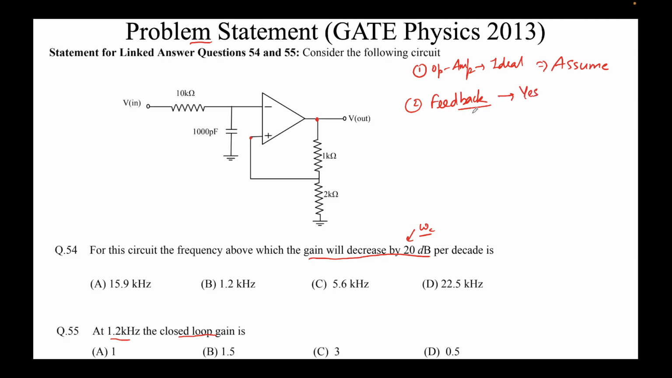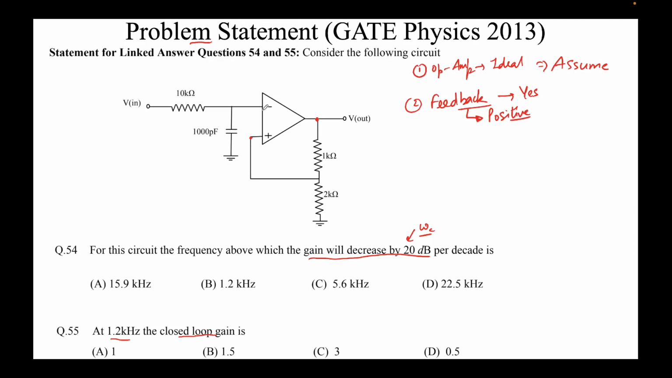Now, if there is feedback, we ask whether it's positive feedback or negative feedback. How do we determine that? We determine that by seeing whether the feedback is being fed to the inverting terminal, which is the negative terminal here, or the non-inverting terminal, denoted by the plus sign here. We see that feedback is being connected to the positive terminal, the non-inverting terminal, and hence this type of feedback is known as positive feedback.